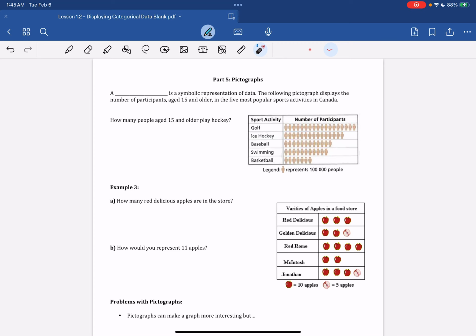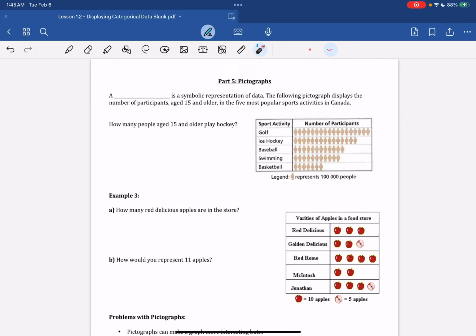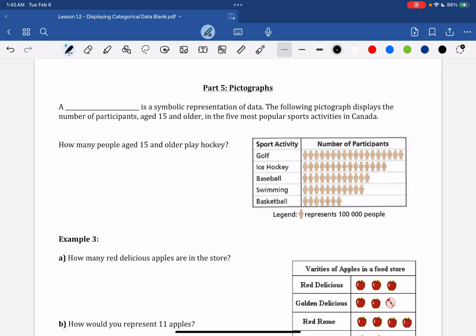All right, so we got pictographs coming up now. The cool thing about a pictograph is that it's a symbolic representation of data, meaning you get to choose whatever you want as a symbol for that. Normally we choose something like clip art style, very simple and obvious what we're choosing, but you could be fun with it.